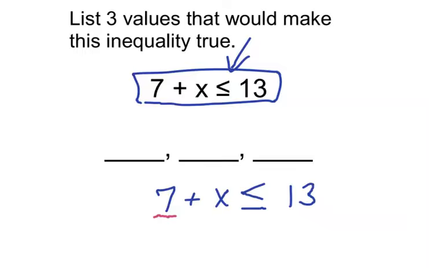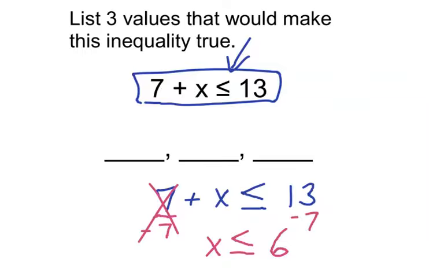Well, we have 7 plus x. The opposite of addition is subtraction, so we're going to subtract 7 from both sides. 7 minus 7, or positive 7 and a negative 7, would give you 0. So the only thing left on this side would be x. So x is less than or equal to 13 minus 7, and that equals 6. So x is less than or equal to 6.